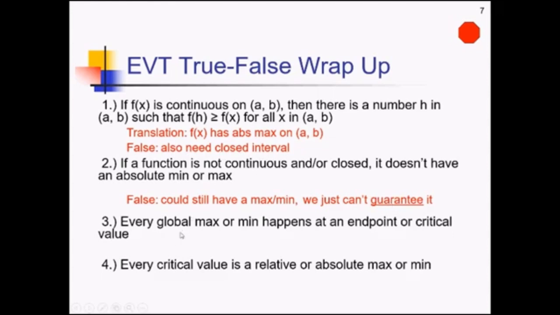Next, every global max or min happens at an endpoint or a critical value. That's actually true. We saw that in the beginning. And then every critical value is a relative or absolute max or min. Well, some critical values aren't. This is false because we have that plateau that was neither.